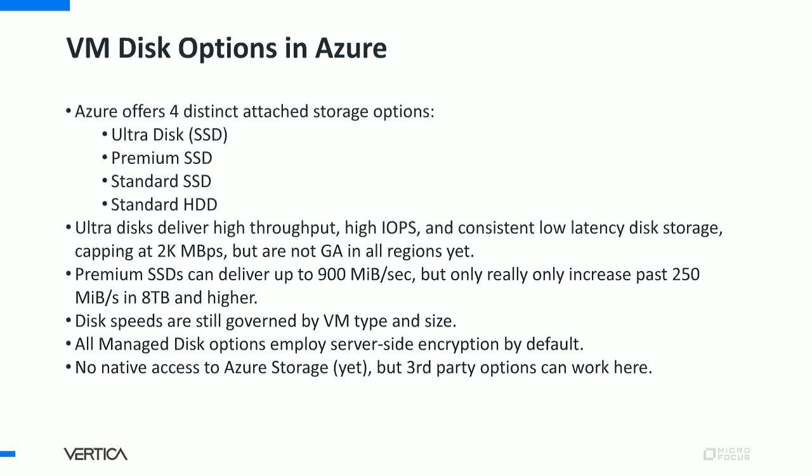You can expand the VM disk throughput by using multiple disks in Azure and using a software RAID. This overcomes limitations of single disk performance, but keep in mind you're now using CPU cycles to maintain that RAID, so it is a bit of a trade-off. The other nice thing in Azure is that all their managed disks are encrypted by default on the server side, so there's really nothing you need to do here to enable that.